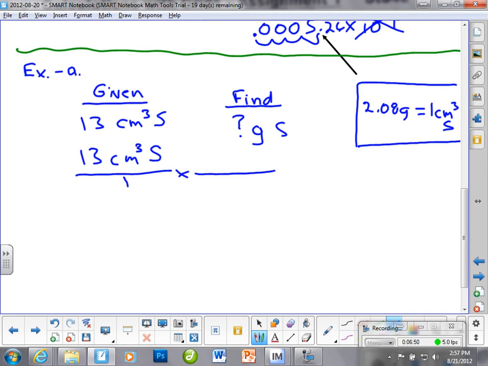Okay, and what is going to go under here? Let's put a green line here so we separate these guys. I don't want you confusing them. Okay, what do we have on the bottom of the next fraction?